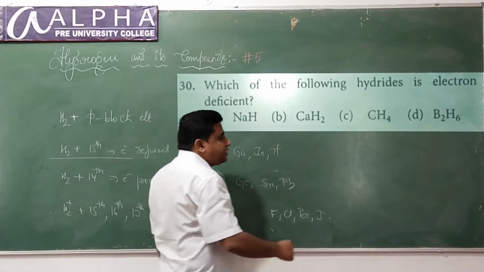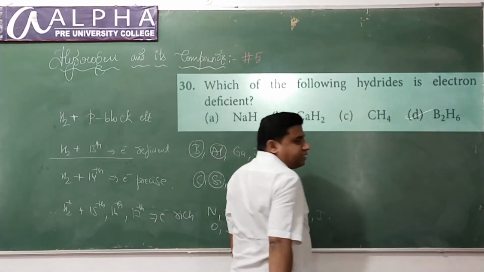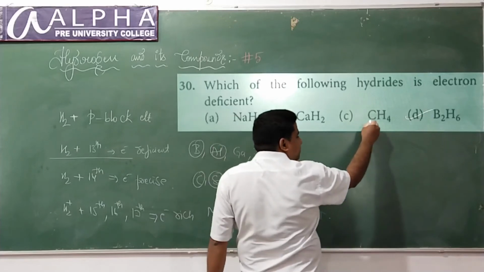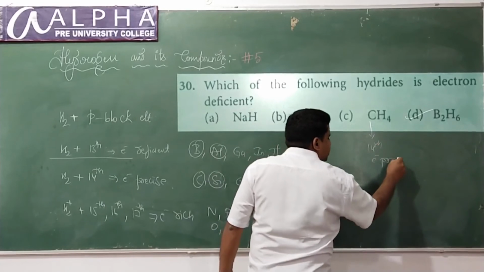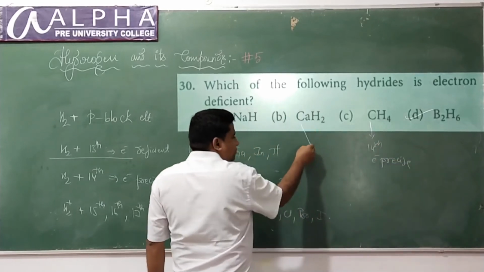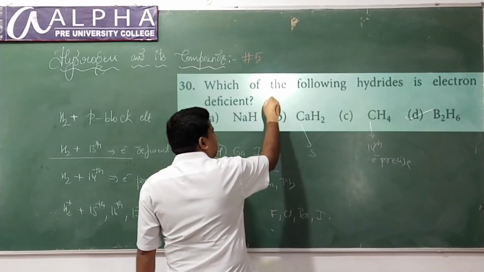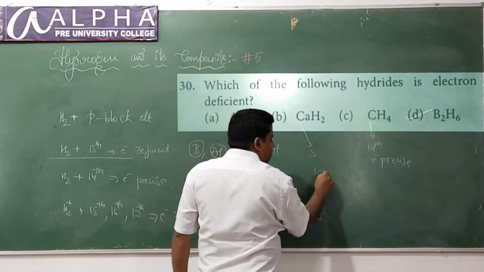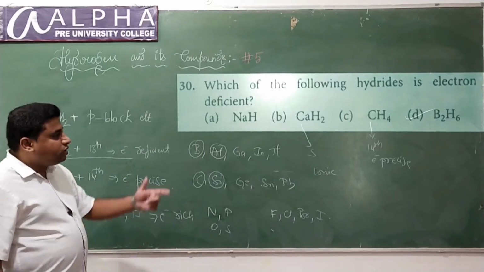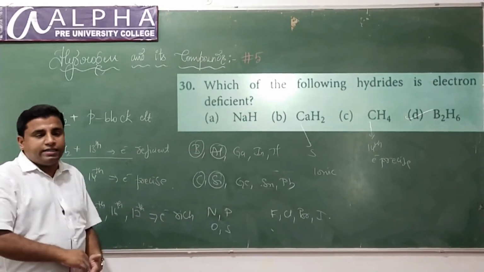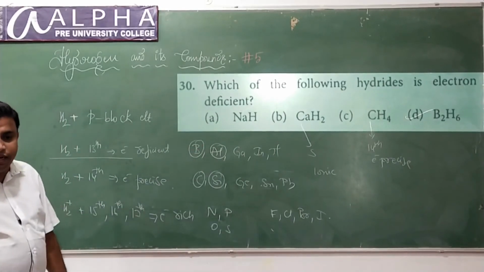Yeah, we have this answer: B2H6, isn't it? With carbon, that is 14th group, we will get electron precise hydrides. With calcium, that is s-block, and with sodium, s-block, ionic hydrides are formed. He is talking about electron deficient, so that is nothing but B2H6. That's the correct answer. We'll go with the next question.